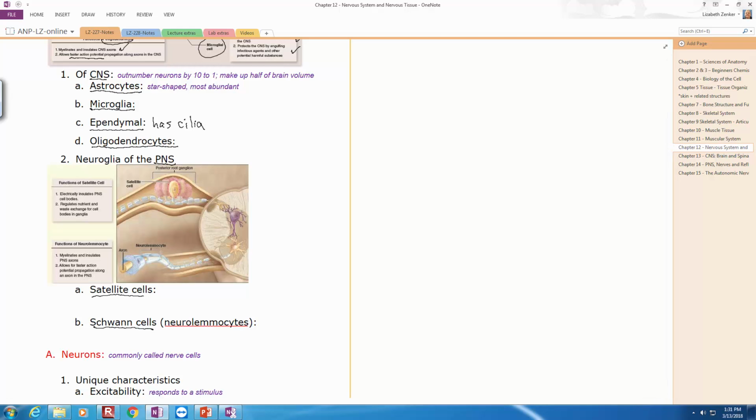All right, so satellite cells surround the neuron cell body. That's an N, neuron cell body. And of the ganglia of PNS, because we said ganglia and nerves are PNS, correct? So here it says functions of the satellite cell. Here is your satellite cell here, or an example of one. And this is his cell body right here.